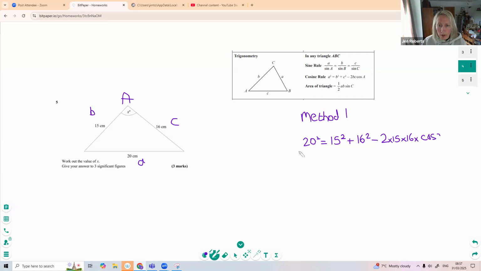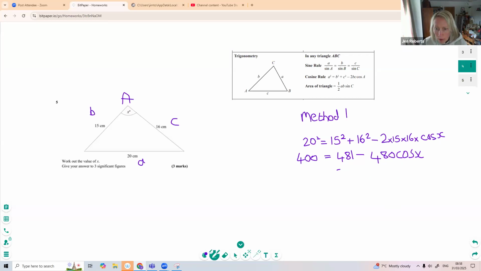Okay, I'm going to work out some of these things. 20 squared is 400. I'm just going to type in 15 squared plus 16 squared, which gives me 481. And then 2 times 15 times 16, which is 480 cos x. At this point here, a lot of students want to subtract these values. You cannot do that because if 480 is attached to cos x, this is minus 480 times cos x.